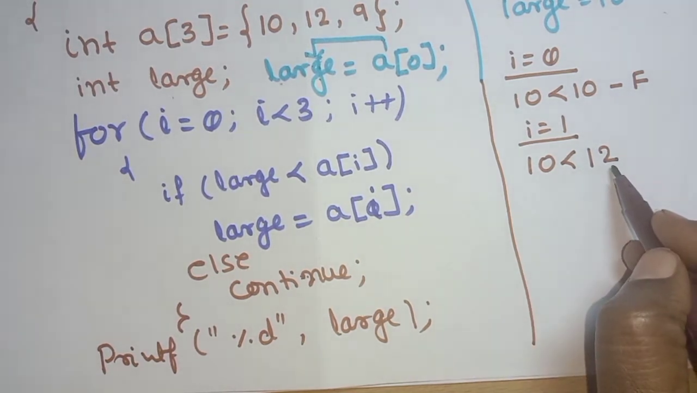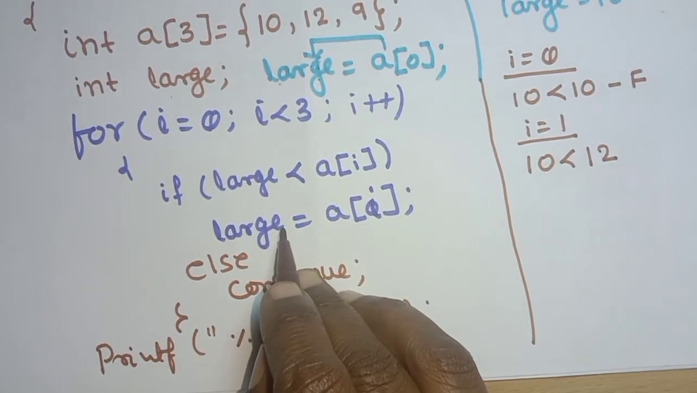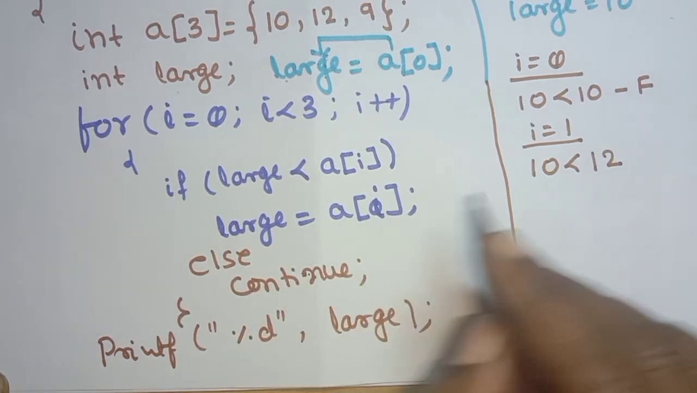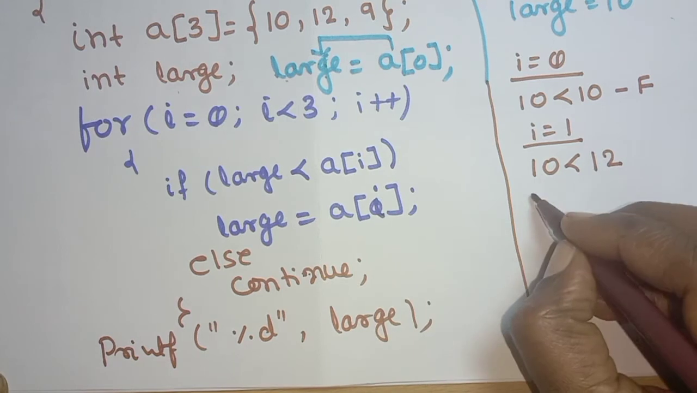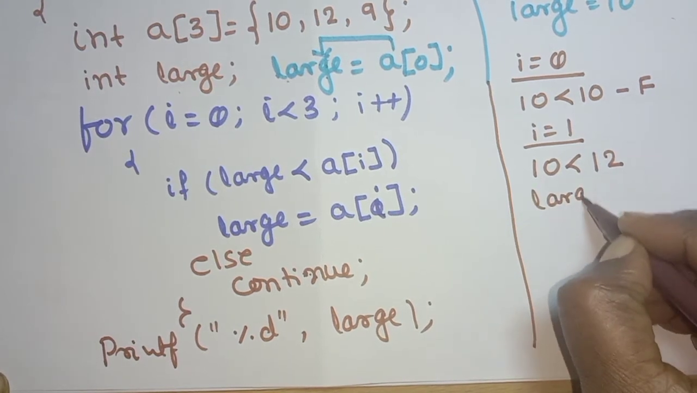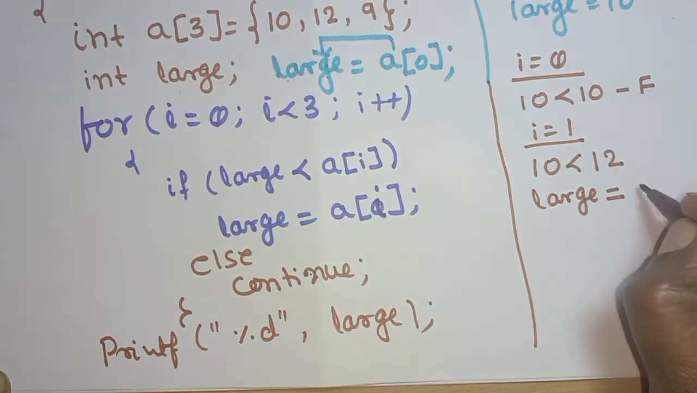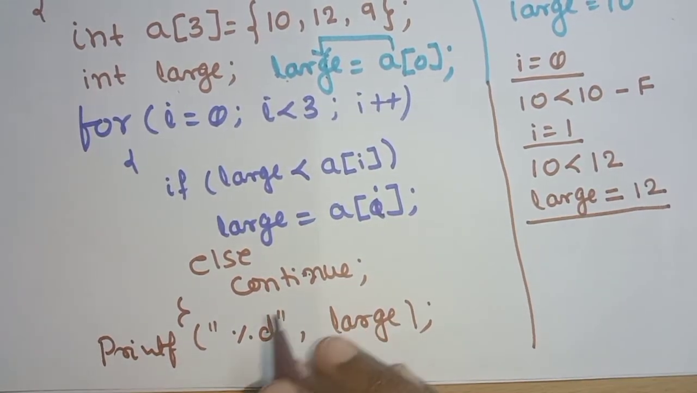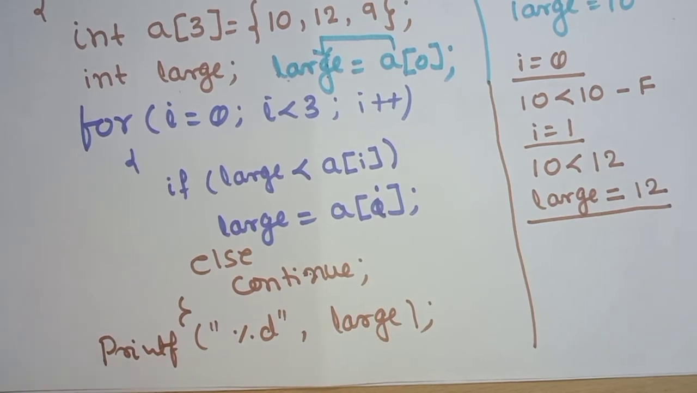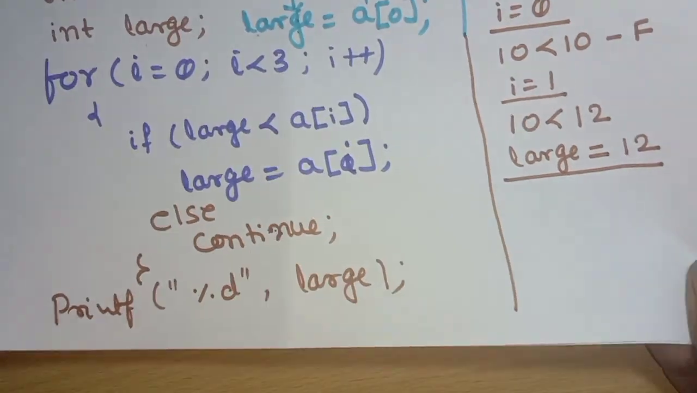What happens here? The condition is true, 10 is less than 12. When the condition is true, this is going to execute. That means large is equal to a[1]. Now our large variable contains what? a[1], which is nothing but 12. Just try to understand what I am explaining. It is very easy to write the program when you understand this.